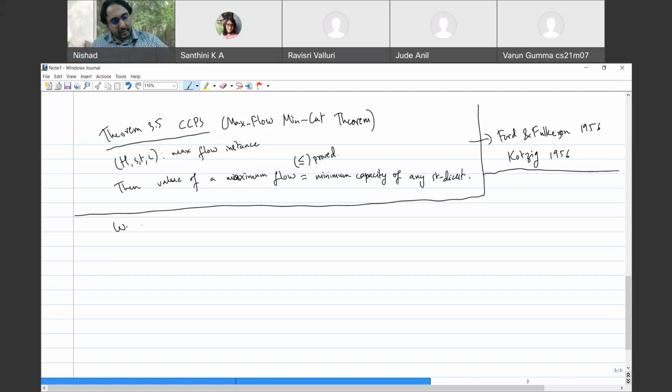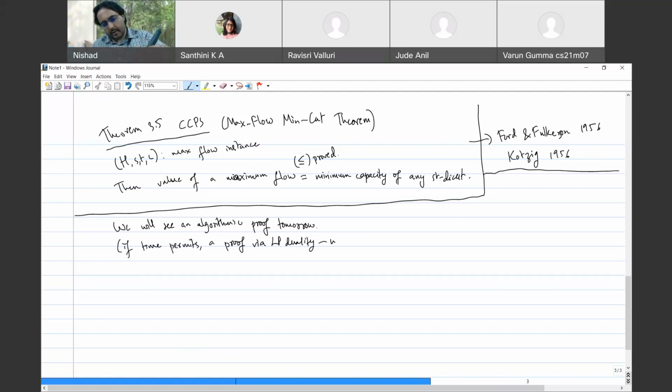So we will see an algorithmic proof tomorrow. I don't know if we'll finish it. Mostly we will finish it. And I'm hoping that if time permits, we will also see a proof via LP duality, which is not algorithmic, but directly uses LP duality to establish the theorem. Right? If time permits, next week, which is also the last week of lectures.